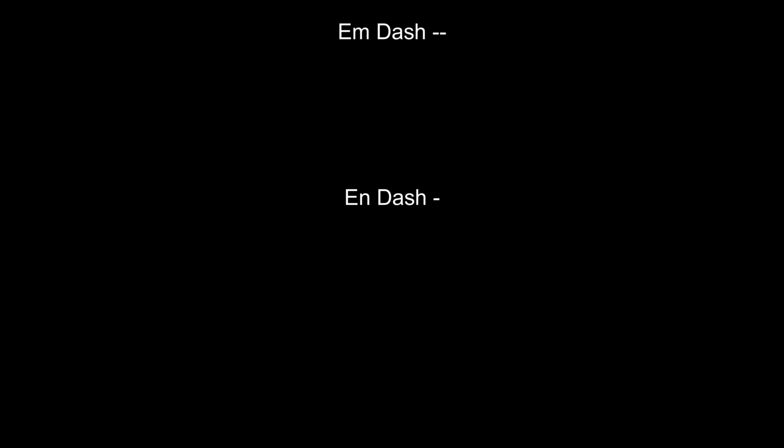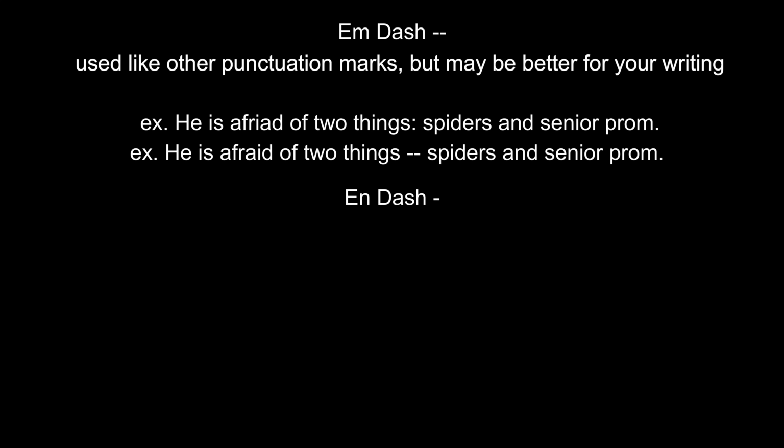M dashes are used when other punctuation might be awkward in a sentence. For example, instead of using a colon in this sentence, "He is afraid of two things: spiders and senior prom," an M dash creates a more emphatic pause. "He is afraid of two things—spiders and senior prom."